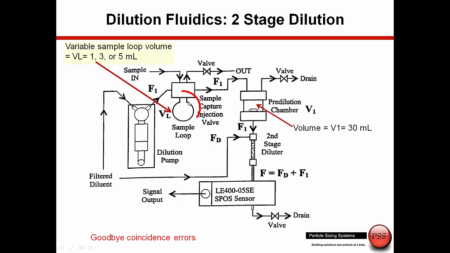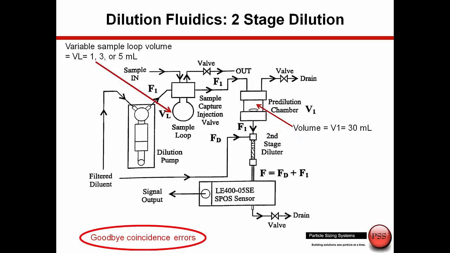So the sample comes into this loop here, and we can vary this loop volume between 1 to 5 ml typically. We bring this into the first dilution chamber. So it's diluted here, and then as we go from the dilution chamber down to the sensor, we can introduce another continuous line of clean dilute DI water. So we have 2 stages of dilution, stage 1, stage 2, and we control these very carefully to make sure that we eliminate any chance for coincidence errors.